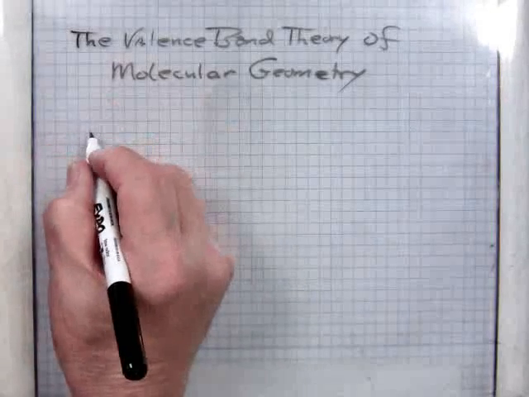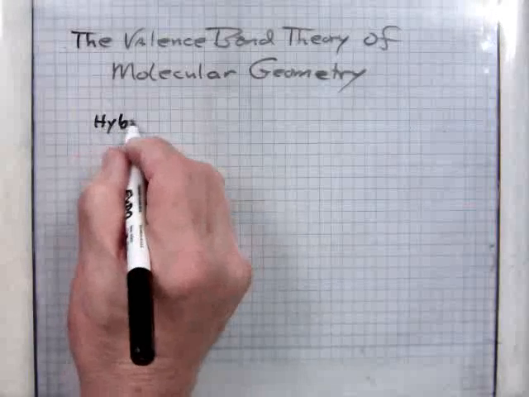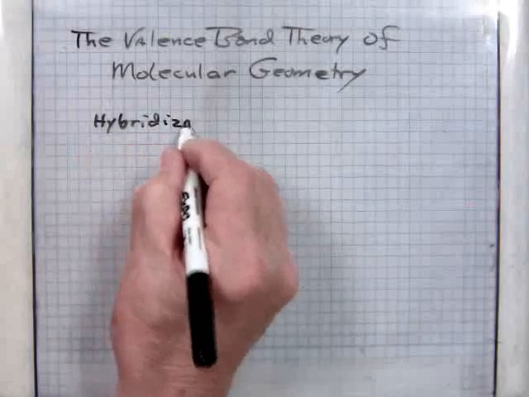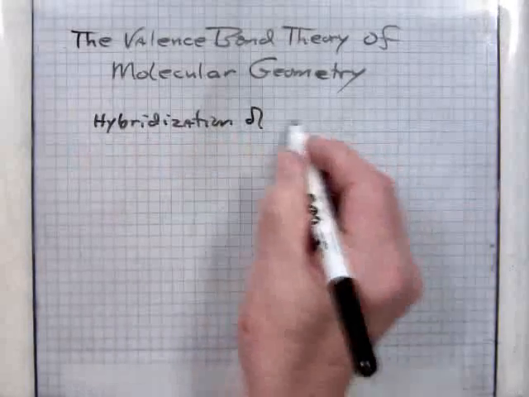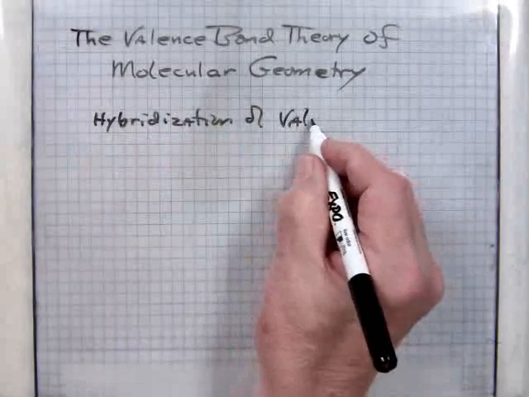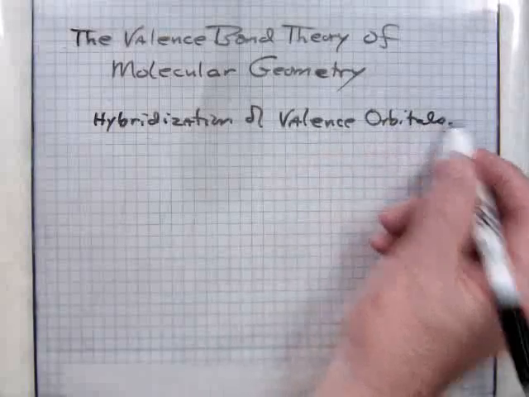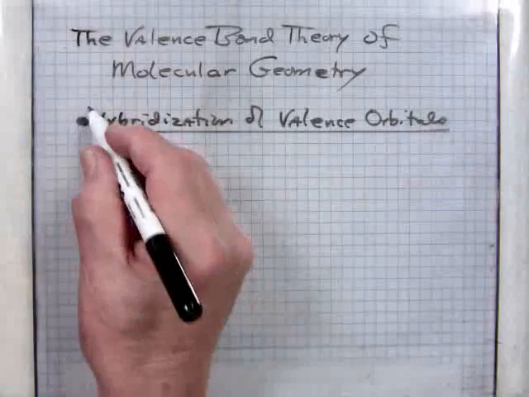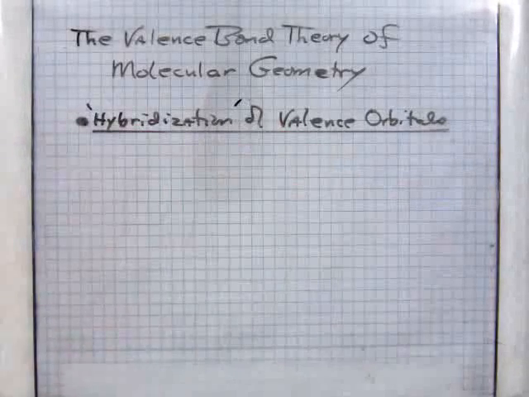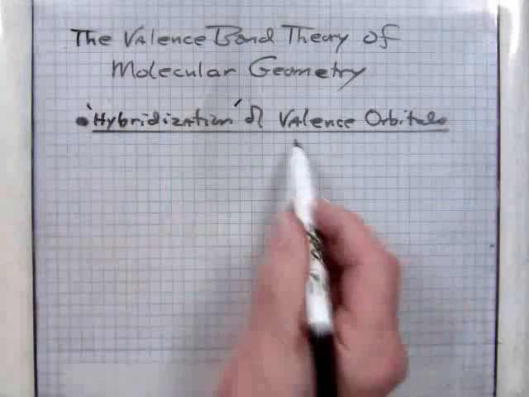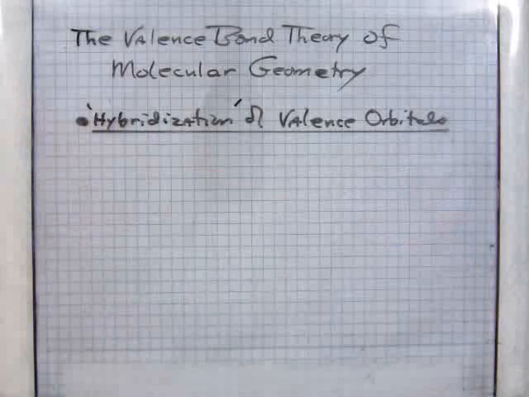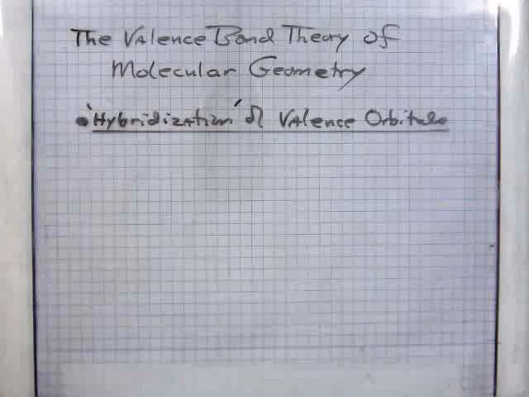So, the beginning, what is the process that's going on? Hybridization of valence orbitals is the issue. Now, the term hybridization means that the valence orbital is undergoing a change from what it is in the atomic state into a new geometry or configuration in the bonded state.